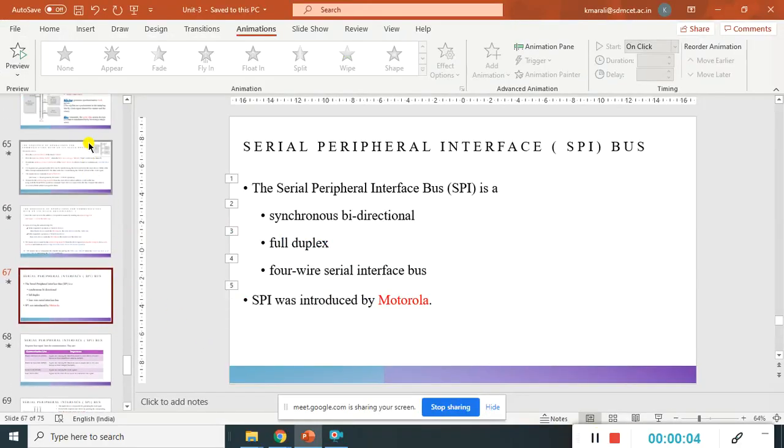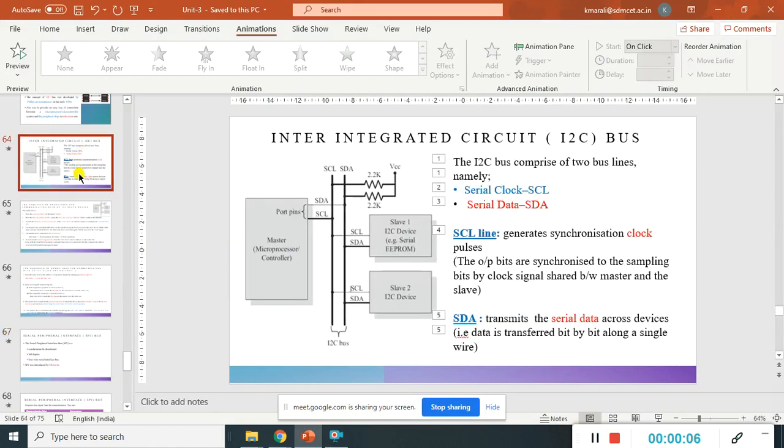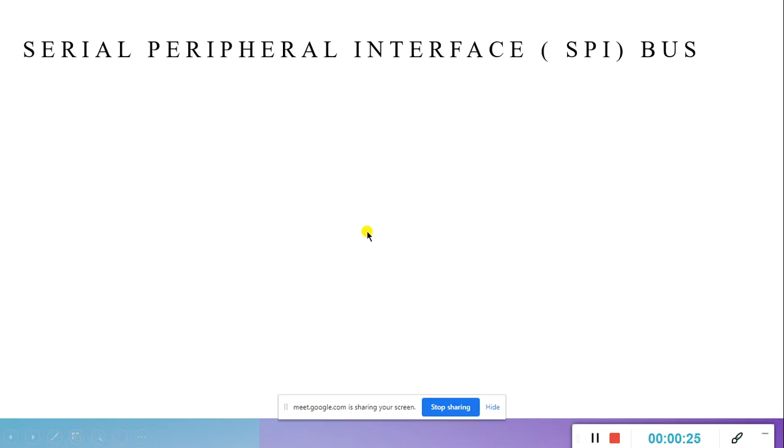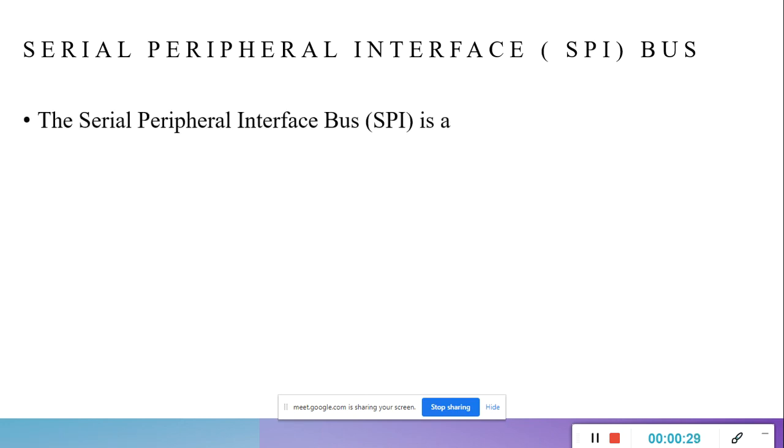In the previous class, we were discussing communication channels, and under that we started with the onboard communication channels, and we finished with the Inter-Integrated Circuit (I2C) bus and how it works. Today, we will go with another important bus, that is the Serial Peripheral Interface bus.